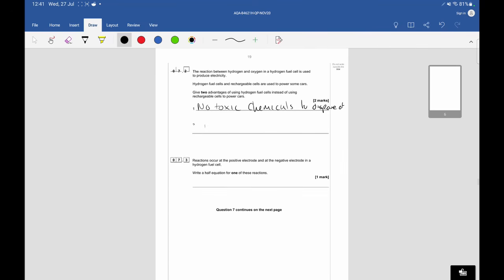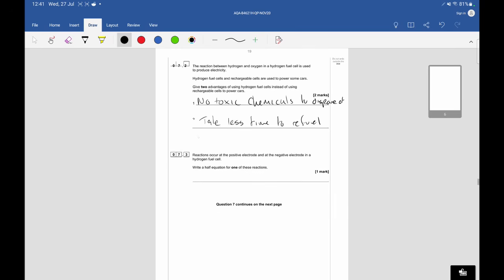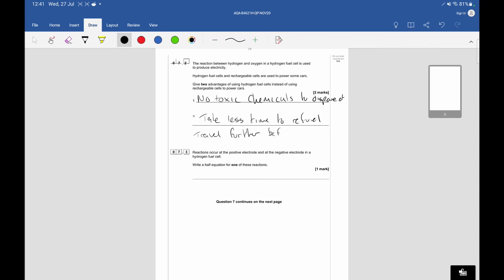They take less time to refuel. You can travel further before refueling. And finally, there's no loss of efficiency over time in those. Batteries tend to get worse. These ones will not do that.